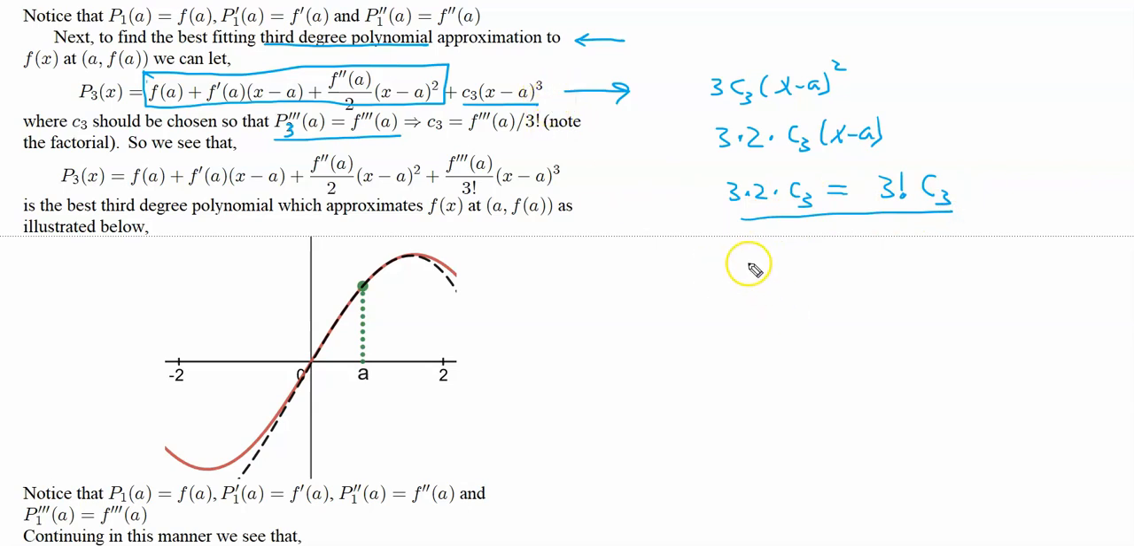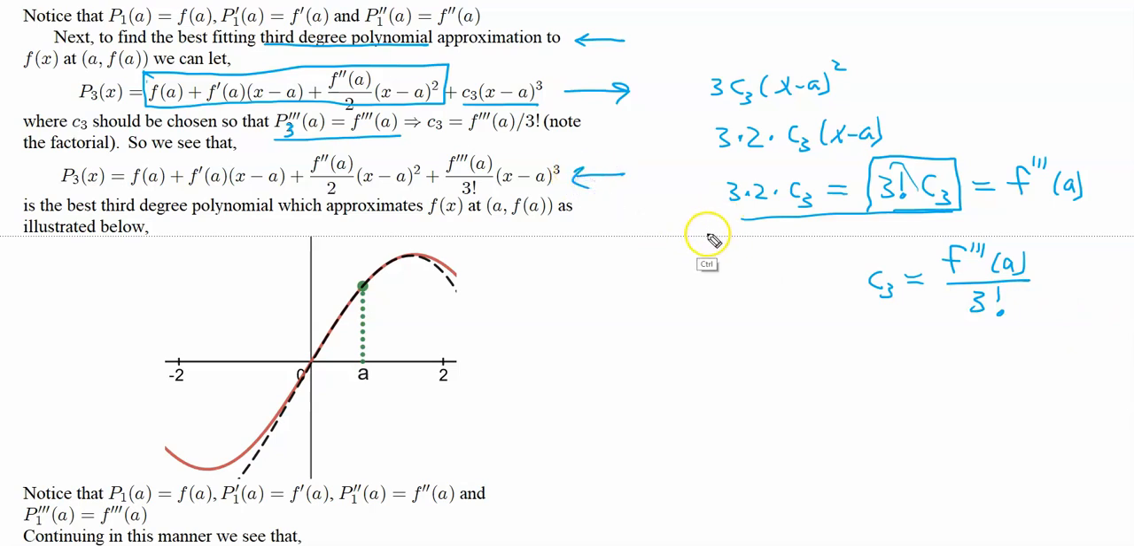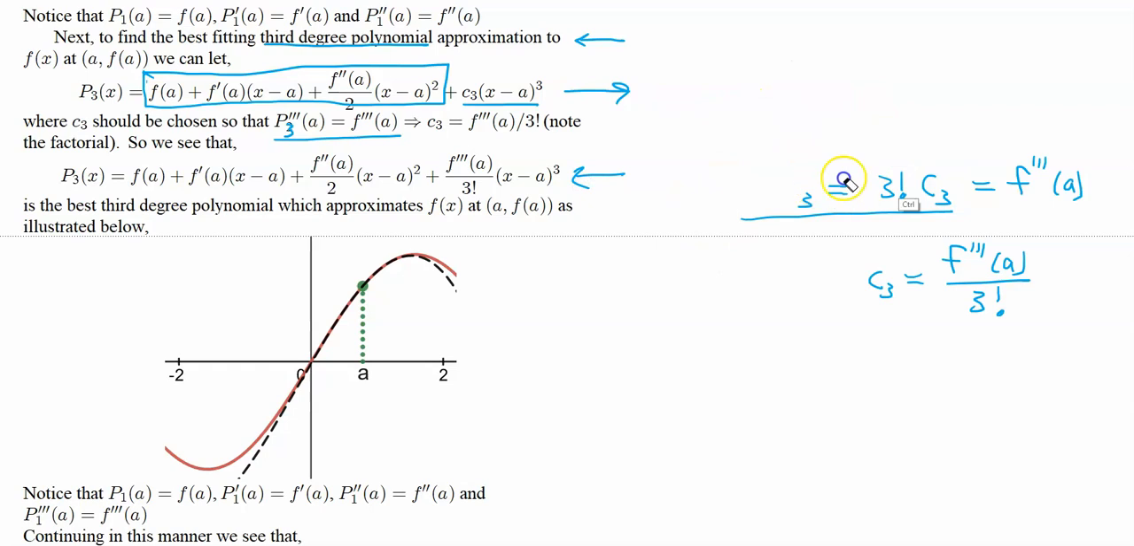So now what we do is we set the third derivative of P3 at a equal to f triple prime of a. Well, this is the third derivative right here. So setting this equal to f triple prime of a, divide the 3 factorial under, and we get c3 equals f triple prime of a over 3 factorial. And there you go. Here is our best fitting third degree polynomial. Right there it is.